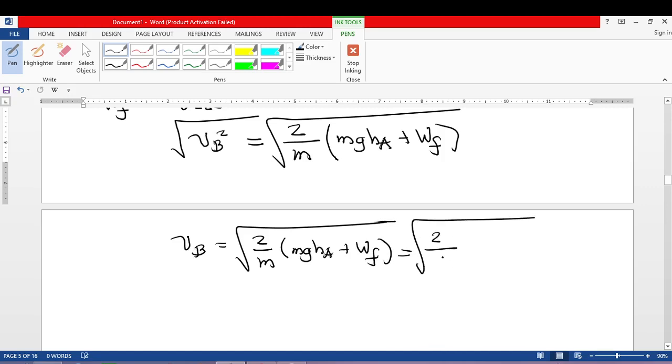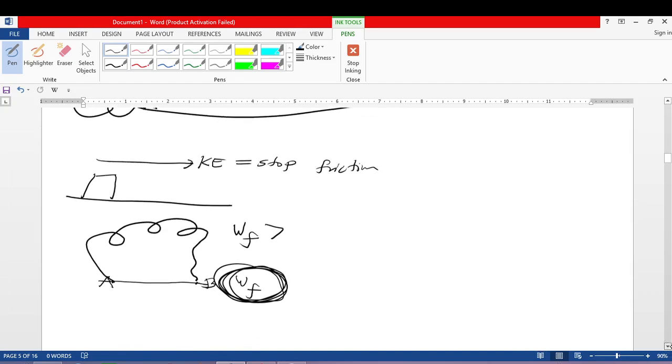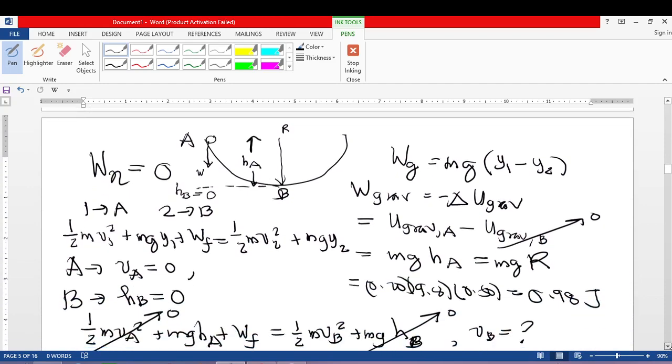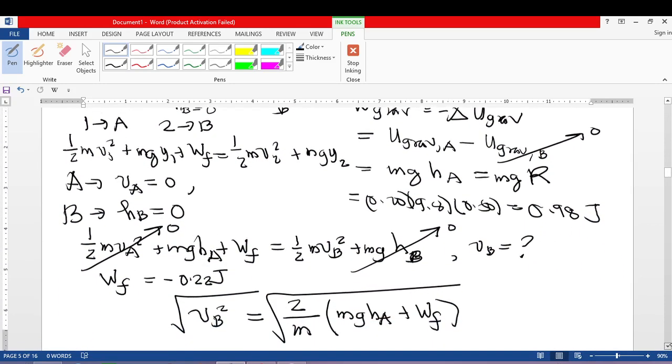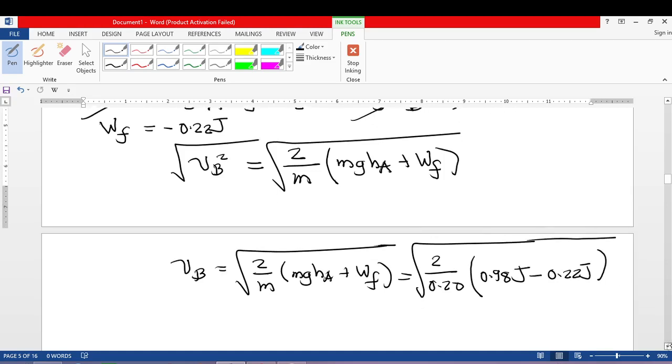So we have 2 divided by 0.20, the mass. Then mgHA is actually equal to the work done by the gravity, which is the mgh, right? So can I just write this one directly here, so we don't take too long. Okay, so we have 0.98 joules, and the work done by the friction is given by 0.22 joules. So what do you think is the speed?